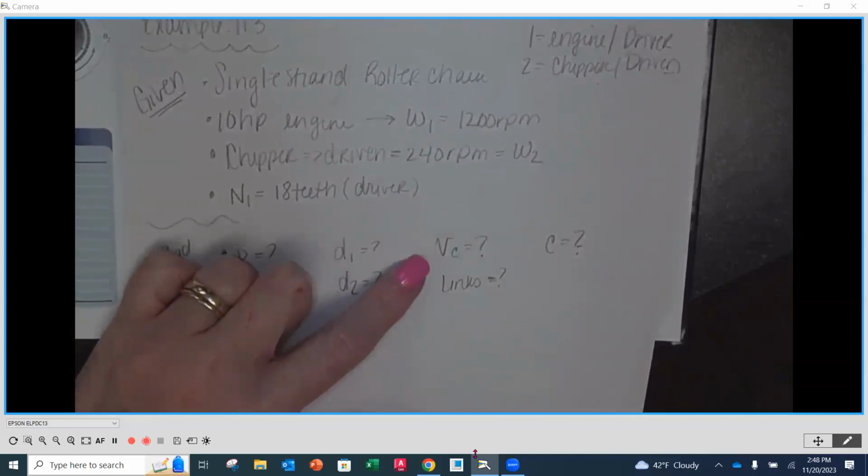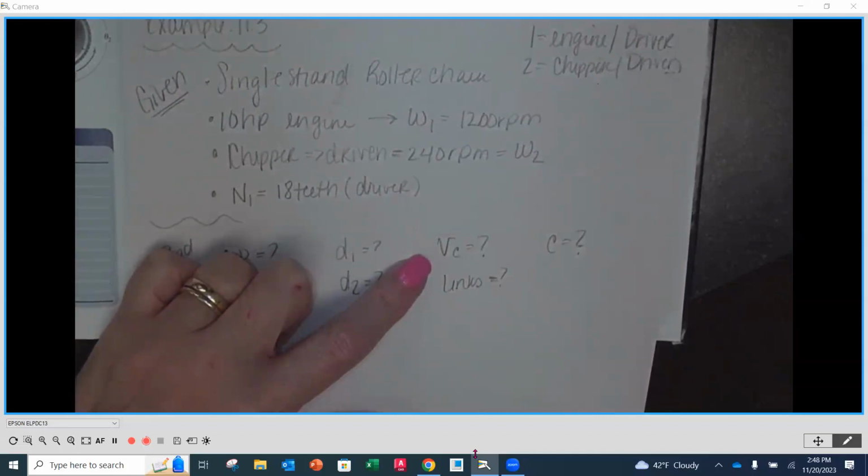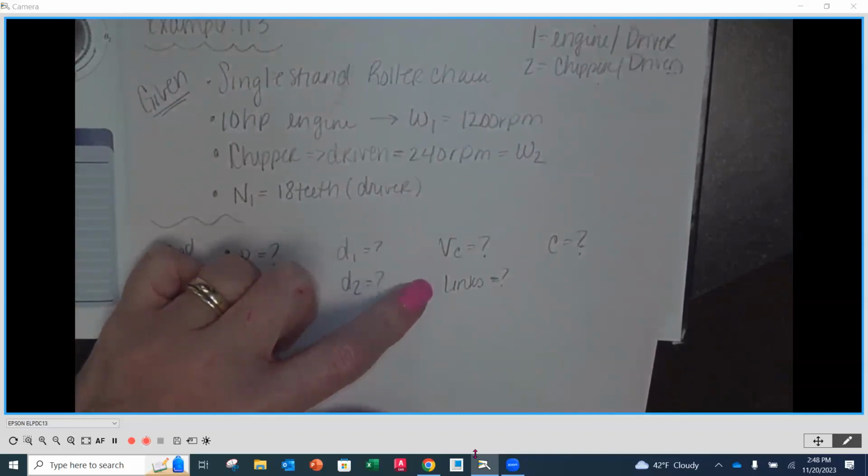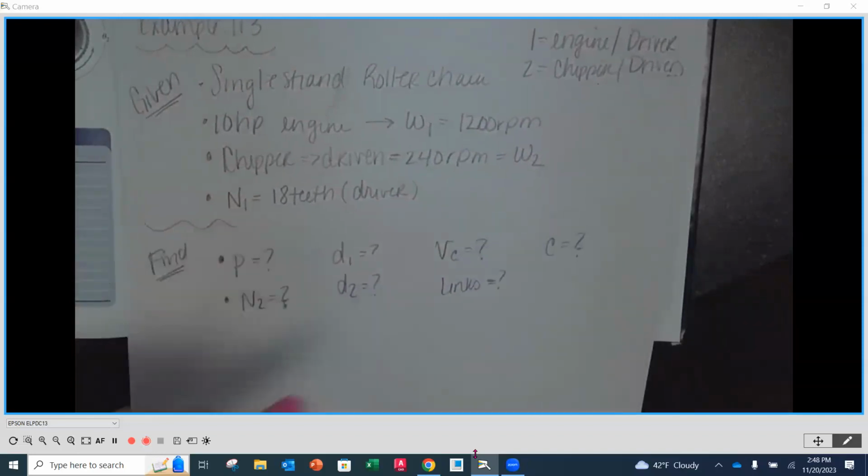Then we need to know what the pitch line speed of that chain is, or what they call the chain speed. So that's going to be the VC. And then this last part, links and the center distance. So links is when we determine what our center distance is, how many links would we pull off like a roll of chain? We would literally count an even number of links.